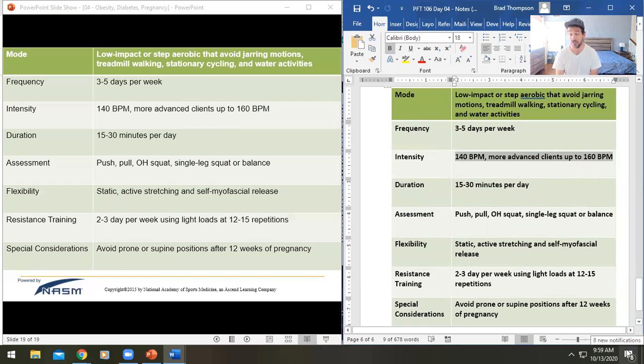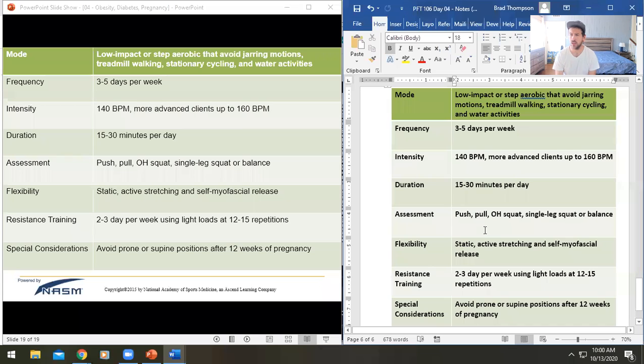Again, in my opinion, go back to your zone 1 calculations and use that instead. That's what I've always had much more success with. For the record, again, 20 to 35, that's going to be these numbers right here. But use your zone 1 recommendations. Your duration, probably 15 to 30 minutes per day.